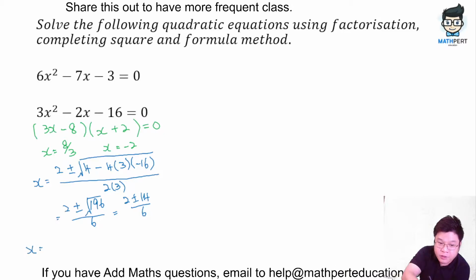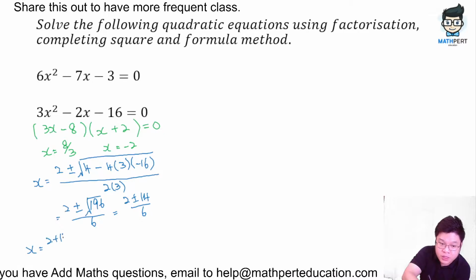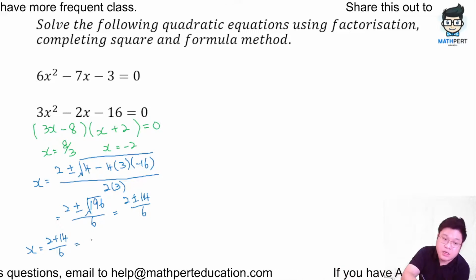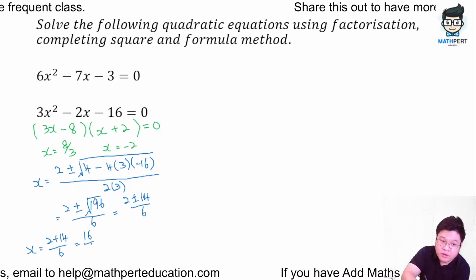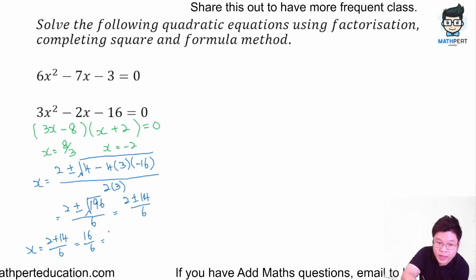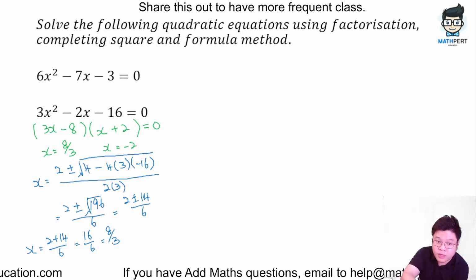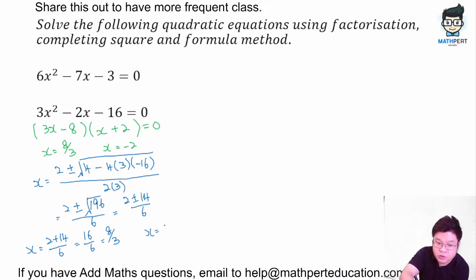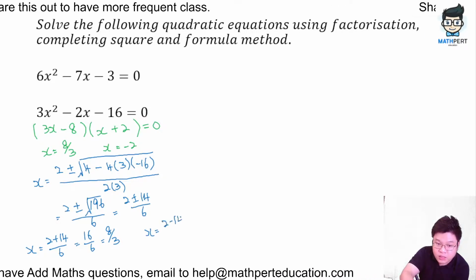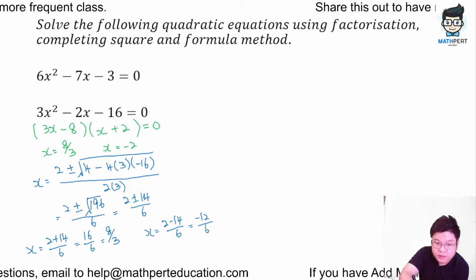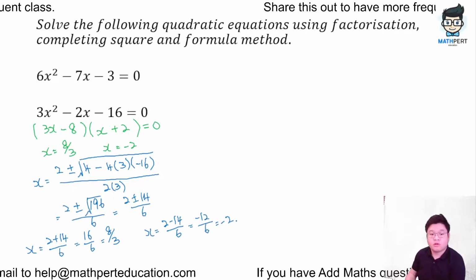So x can be equal to 2 plus 14 out of 6, which is 16 out of 6. If you simplify it by dividing by 2, you get 8 out of 3. Do you see? We can still get the 8 out of 3. Then the next one will be x equals 2 minus 14 out of 6, which is negative 12 out of 6, which is negative 2. Right?